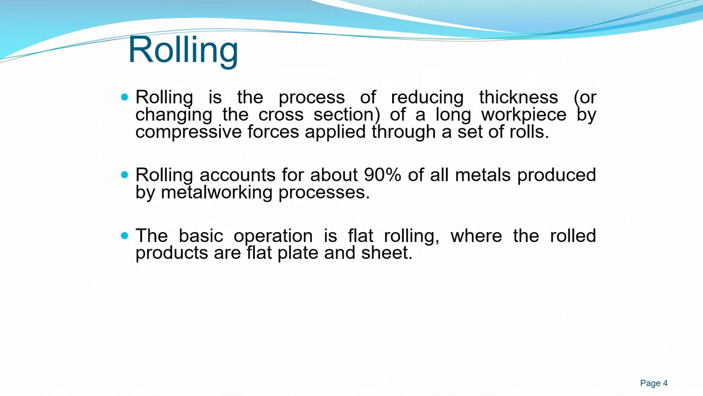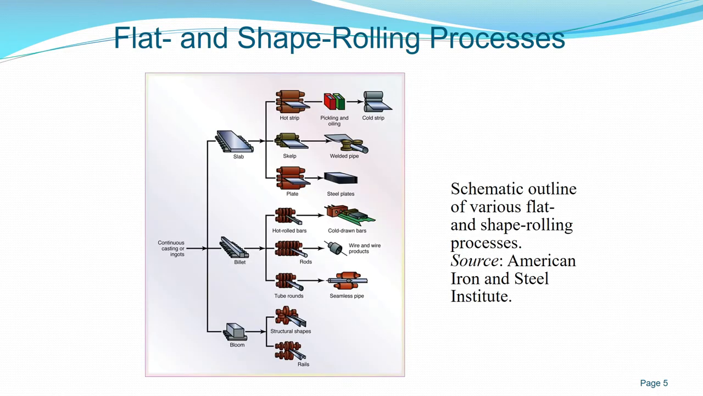The basic operation is flat rolling, where the rolled products are flat plate and sheet. As you recall, we have already established the definition of sheet as metal more than 0.4 millimeters and less than 6 millimeters, and more than 6 millimeters we call a plate. This figure shows the schematic outline of various flat and shape rolling processes.